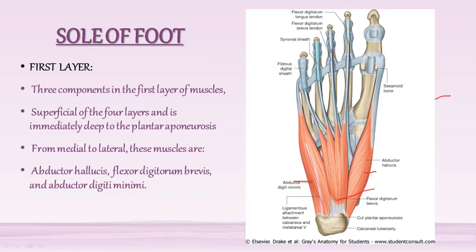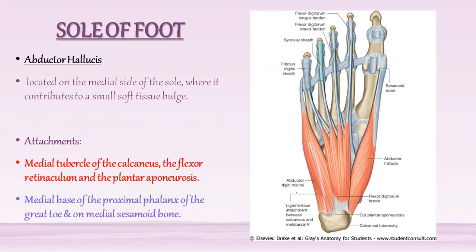So first and the most important is you have to remember the names of the muscles which are present in the individual layer. So in the first layer, three muscles are present. From medial to lateral, these muscles are abductor hallucis. The second, the middle one, is flexor digitorum brevis, and the third is abductor digiti minimi. So the first is abductor hallucis.